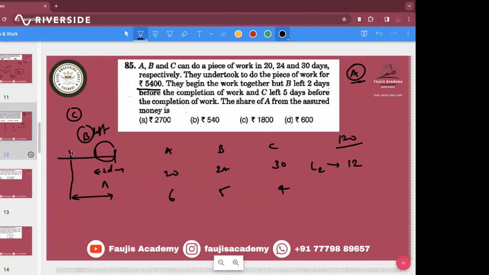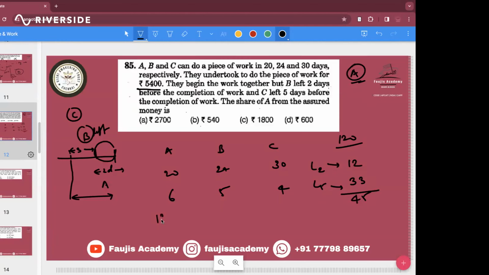Right. And in these 3 days, B and A were working, because C left. So 6 plus 5, 11, into 3. 11 into 3 is how much? 33. Right. So basically what happened, and the rest of it, how much is that? It's 45. So in the last 5 days, 45 work happened.